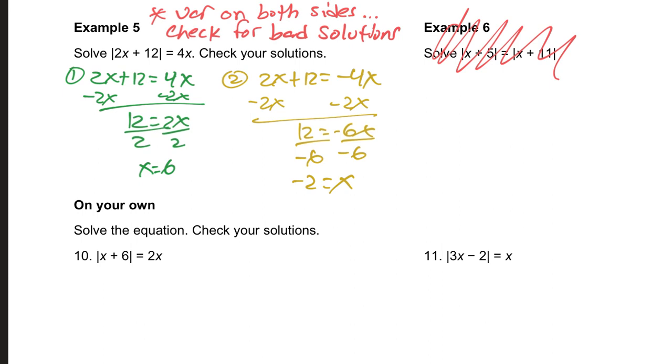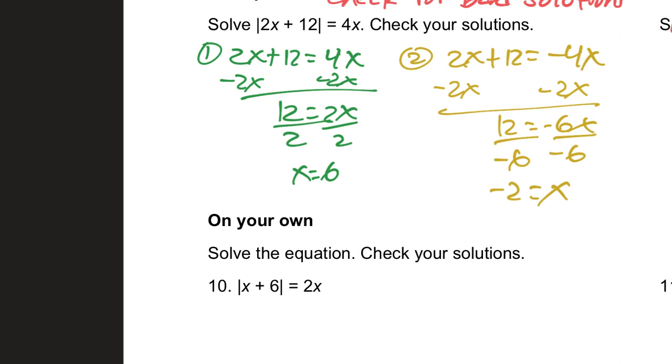So when I check them, go over to the first one here, I want to check 2 times 6 plus 12, the absolute value, does it equal 4 times 6? So I'm going to get 12 plus 12, that's 24. So does 24 equal 24? It works, because 4 times 6 is 24.